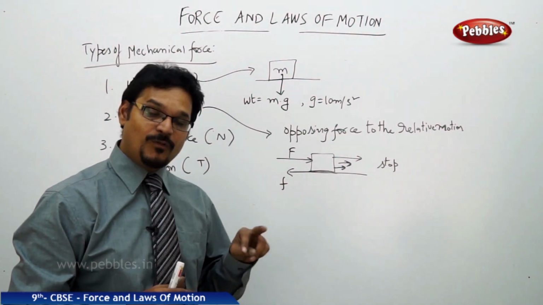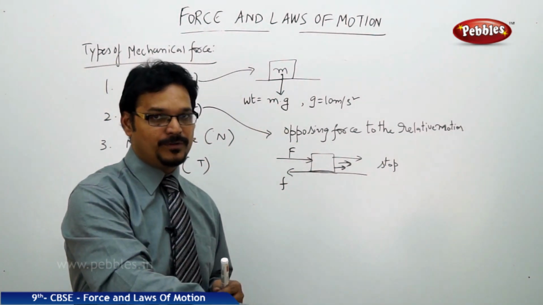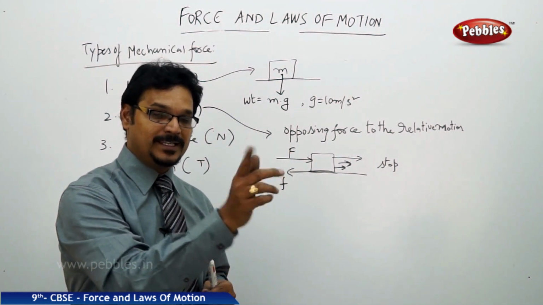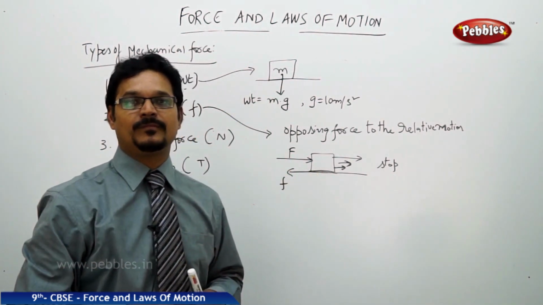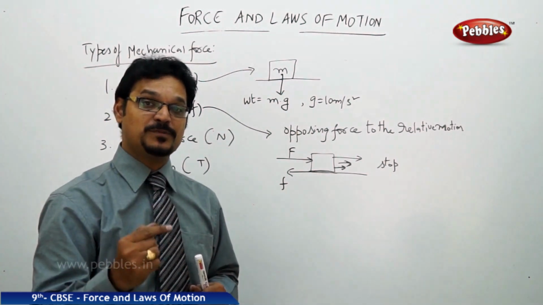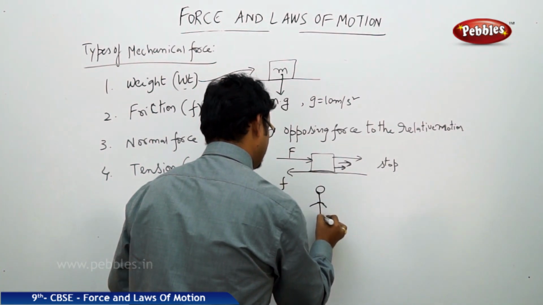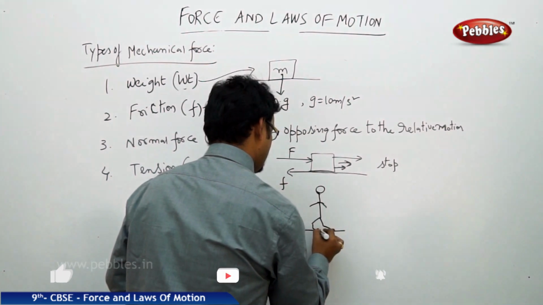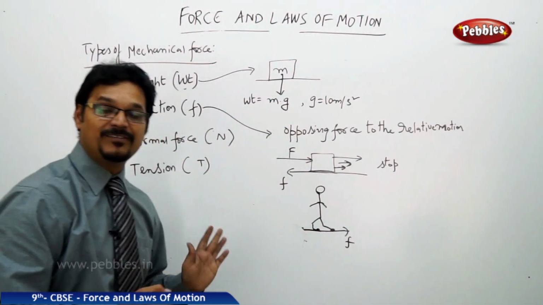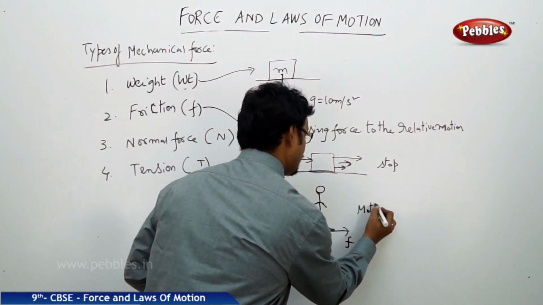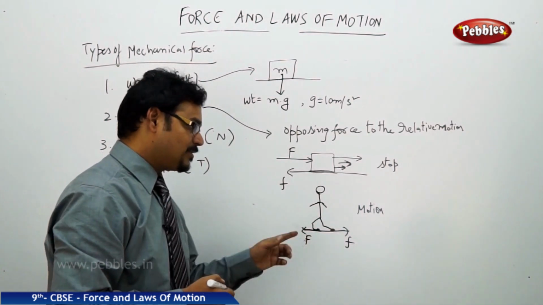Similarly, when you are walking on the road, you raise your right foot and put it on the road, then raise the left foot. It's nothing but actually you are pushing the road in the backward direction, and so you are moving forward. And how is it possible to push the road in the backward direction? Because of the friction force between your feet and the road. So in this case, the frictional force makes you move in the forward direction. You're pushing the road backward, and friction makes you move forward.